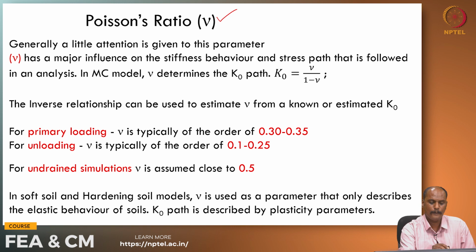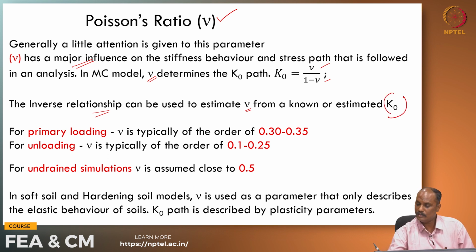So, this has a very major influence on the stiffness behavior and the stress path that is followed in the analysis. Especially in the case of the Mohr-Coulomb model, this Poisson's ratio nu determines the K0 path. So, this K0 is nothing but nu by 1 minus nu, given by Jaky's relationship. The inverse relationship can also be used to estimate nu from a known or an estimated K0.